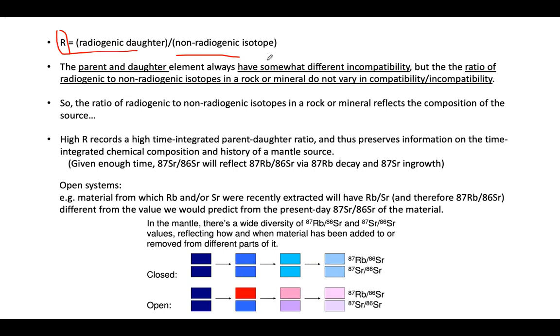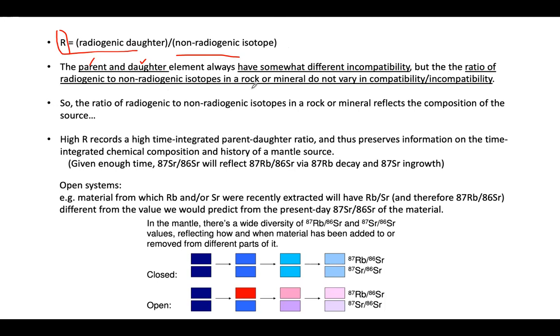But both the parent and daughter, being two elements, might have different incompatibility. So what is different incompatibility? They fractionate differently from one another, right? Because they are just two trace elements. But the ratio of radiogenic isotope to non-radiogenic isotope in a rock or a mineral can be measured in either a rock or a mineral.